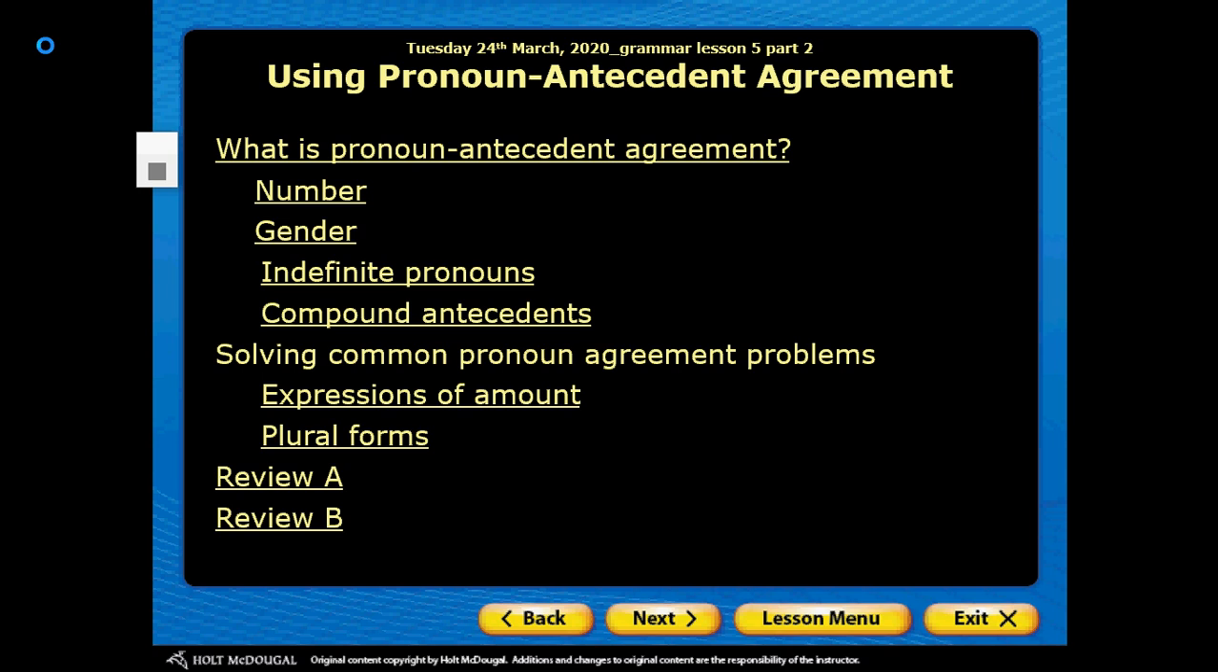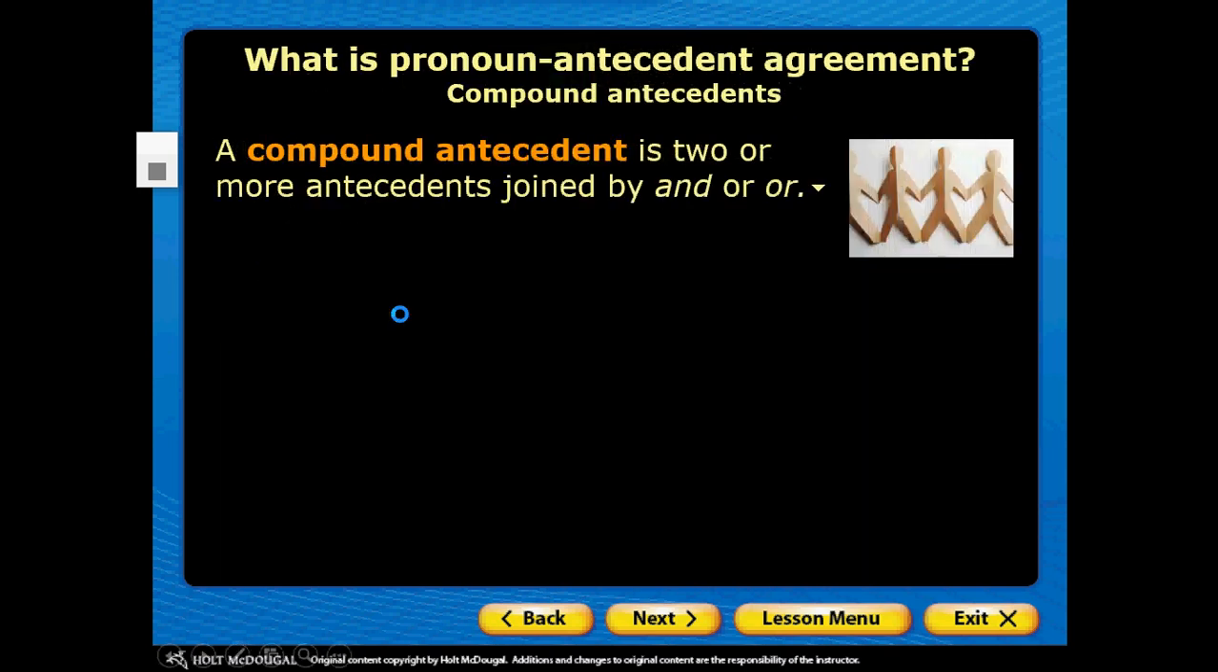This is part 2 of pronoun antecedent agreements. We're going to be continuing where we left off, and we'll be starting at compound antecedents. A compound antecedent is two or more antecedents joined by and or or. So we have two compound antecedents and they're joined by and or or.